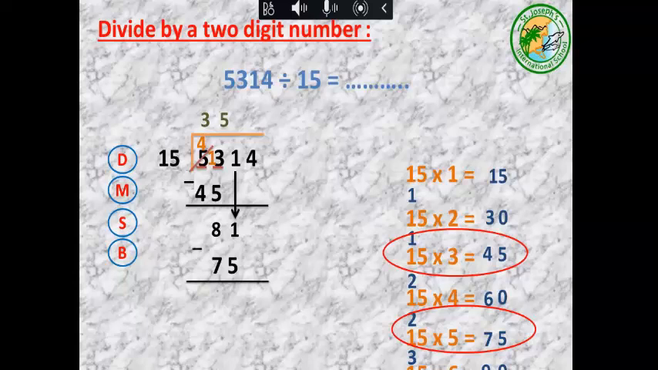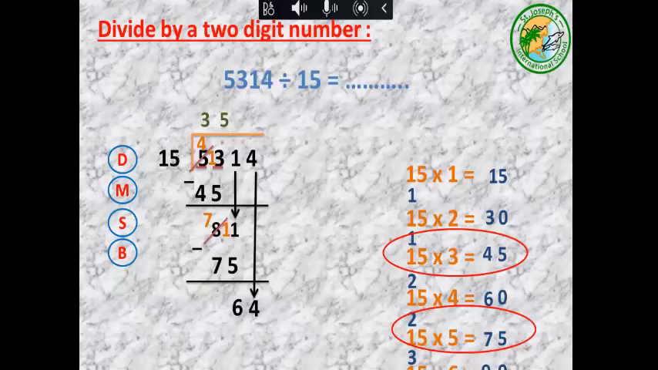1 minus 5, it doesn't work, so I will borrow from the next number. It will be 7, and the 1 will be 11. So 11 minus 5 equals 6. Then the fourth step, I will bring down the next number.